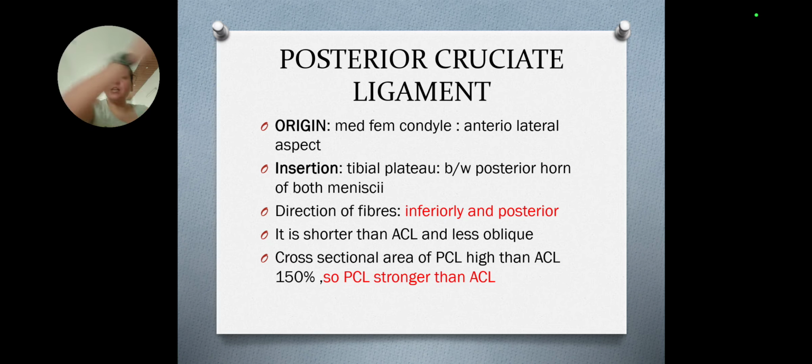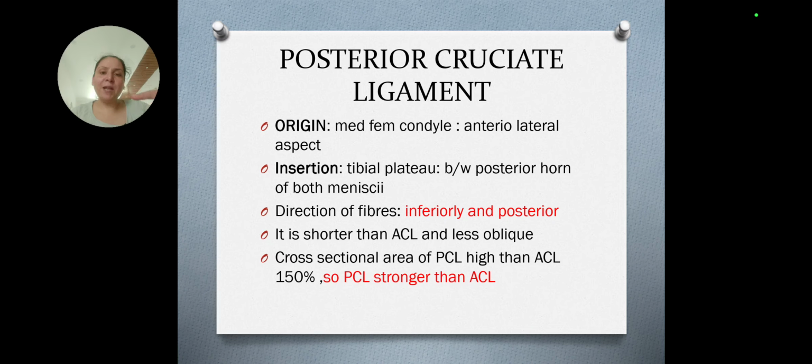The fibers' orientation is almost straight, running posteriorly and inferiorly, because it is arising from the lateral side of the medial femoral condyle, the anterolateral side, and it is running to where the posterior horns of both the menisci are. It goes and inserts over there. So its direction is inferior posteriorly, and it is much shorter.